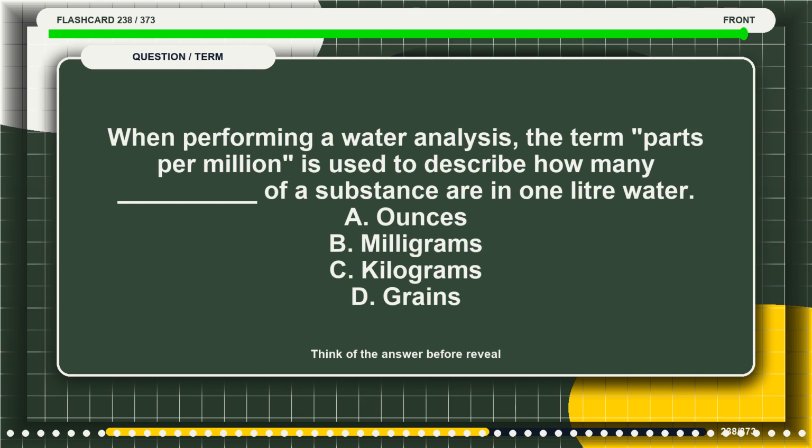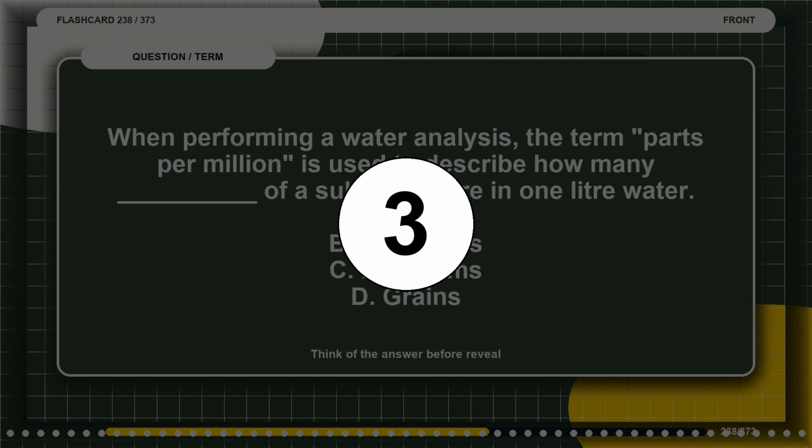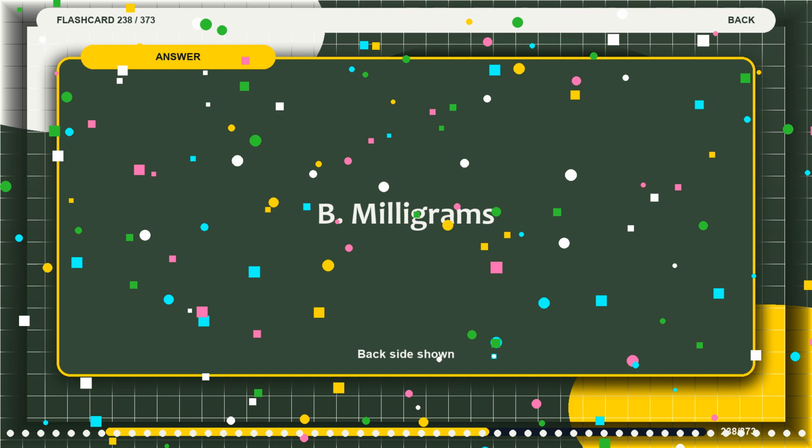Flashcard 238. When performing a water analysis, the term parts per million is used to describe how many blank of a substance are in 1 liter of water. A. Ounces. B. Milligrams. C. Kilograms. D. Grains. Think of the answer before the reveal. The answer is B. Milligrams.